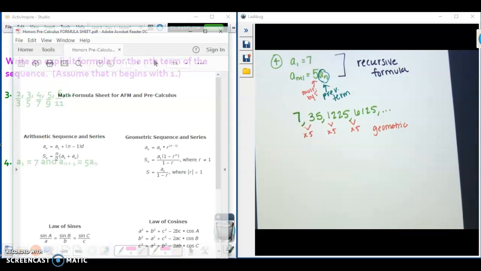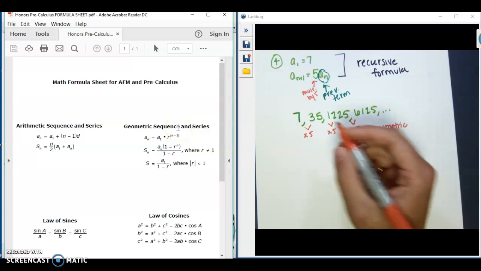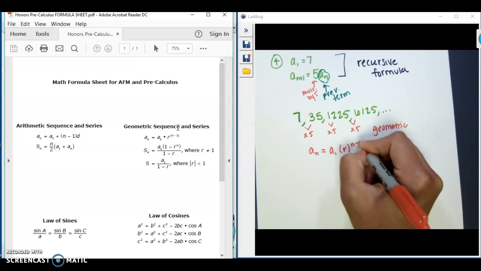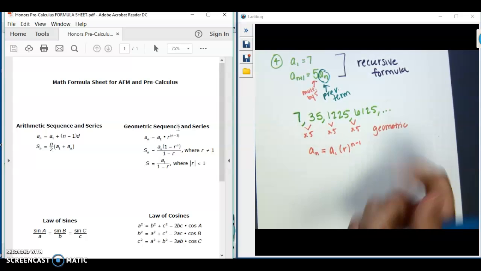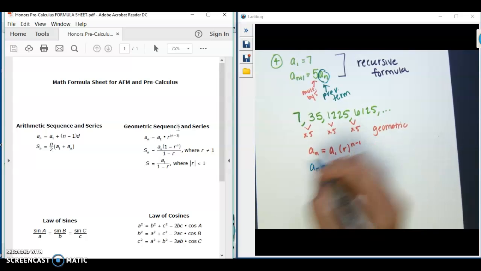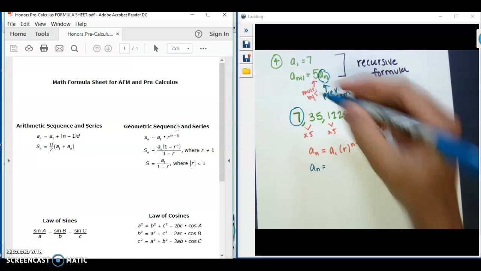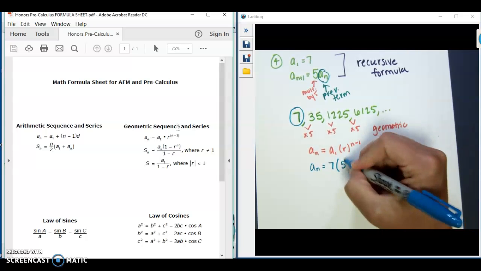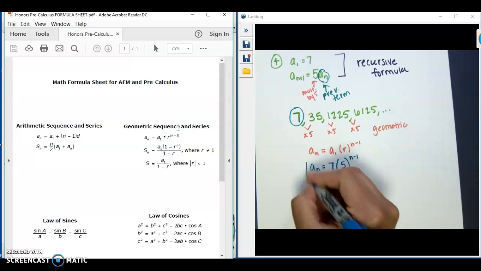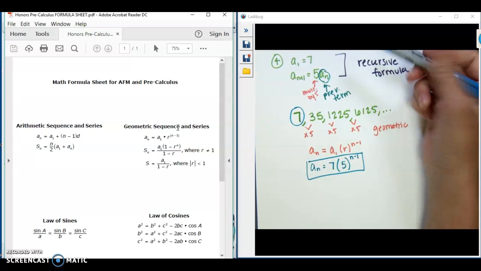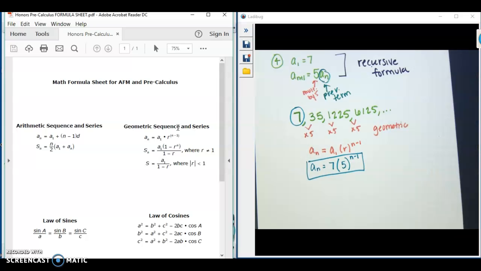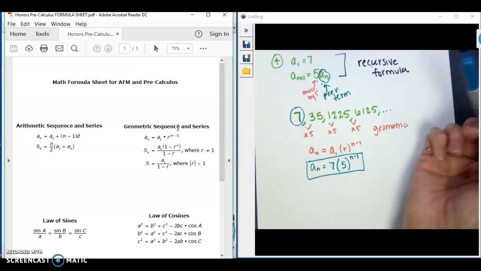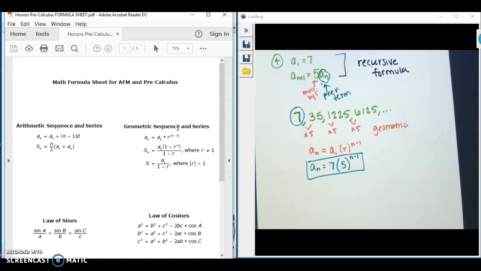So we can refer to our formula sheet. If we look under geometric, our sequence formula is a sub n equals a sub 1 times r to the n minus 1. So we're going to have a sub n equals, we know that our first term is 7. Our ratio is what you're multiplying by. We're multiplying by 5, and that's the n minus 1. So this is our explicit formula. We actually went from recursive to writing the explicit formula. And you didn't really have to do this step because they told you the first term and this is what you're multiplying by. But it's not going to hurt to write out a few terms there.